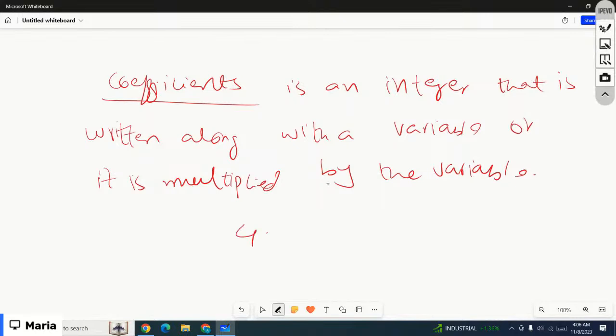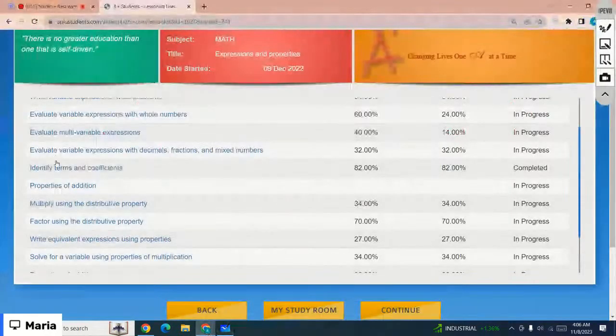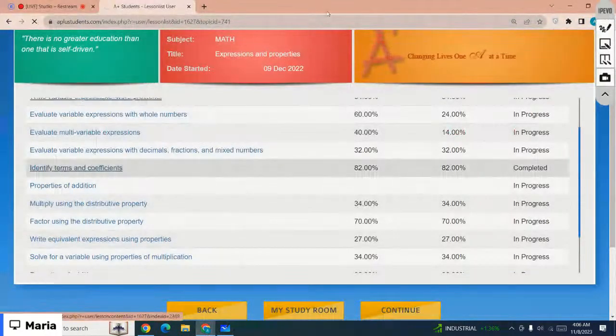So for example, you have 4x, right? x is the variable and 4 is multiplying with the variable. So 4 is the coefficient of the variable. Got it? Whenever you have a number along with the variable, the number is the coefficient of the variable. That is very, very simple, right? Now let's just start with the lesson. Let's do practice questions. Okay, we are done with the definitions.